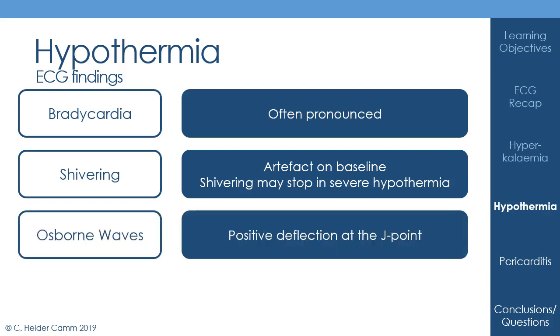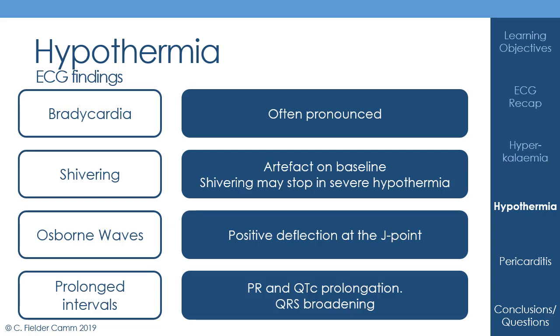You get these Osborne waves, which you saw on that example ECG. It's that little positive deflection at the J point. And you get prolongation of the intervals, particularly PR and QTc prolongation, and you can start to get QRS broadening as well. Now, I haven't covered the treatment of hypothermia in this lecture because I think it's somewhat outside of the scope of the lecture, but that will be covered in other parts of your medical course.